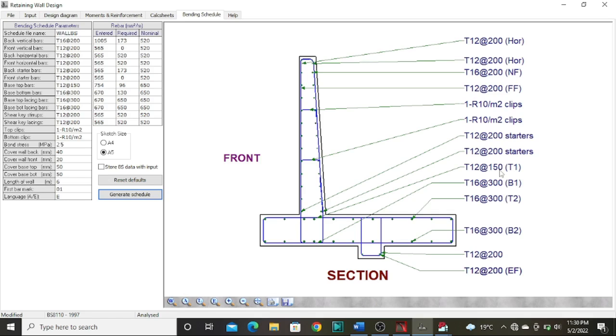Also, the development length of your bars is also determined, and you will obtain that in the bar bending schedule.